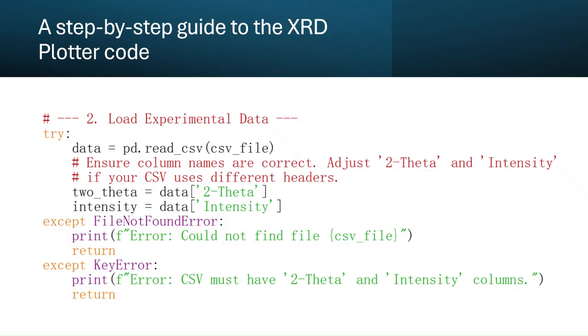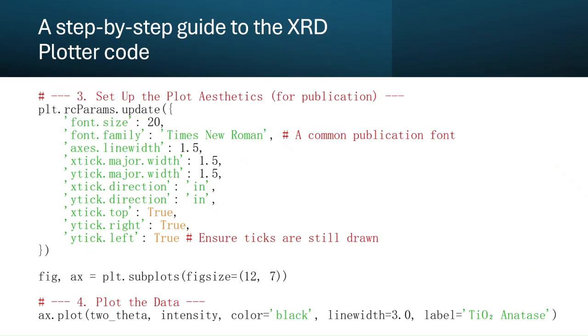So the code expects your file to have two columns. Number one, 2 theta, and then intensity. So you should have these two columns in your CSV file. If your file names these columns differently, you will just need to change these two words in the code to match your file. Next, we have the plot settings.